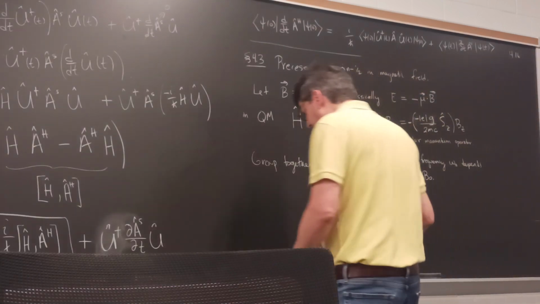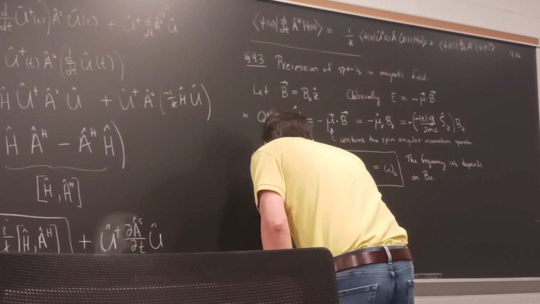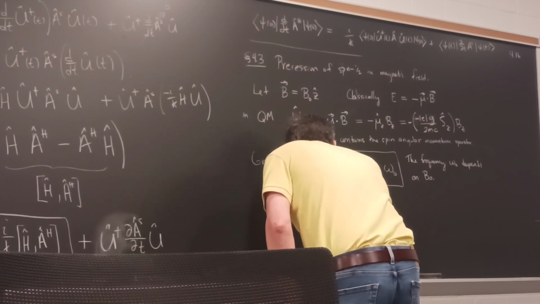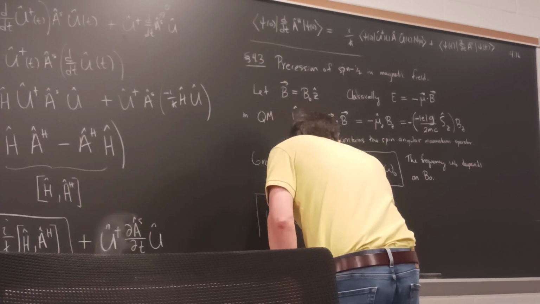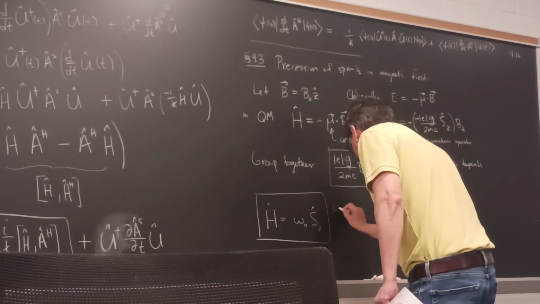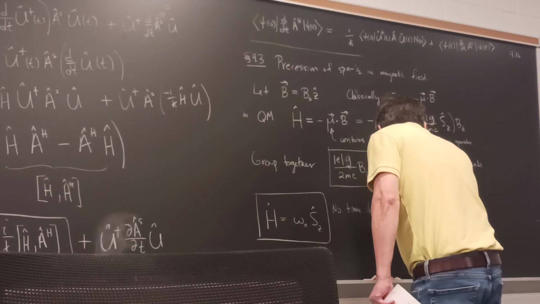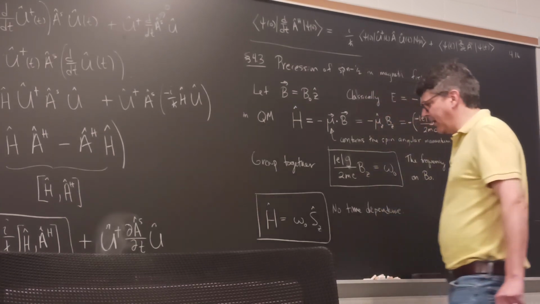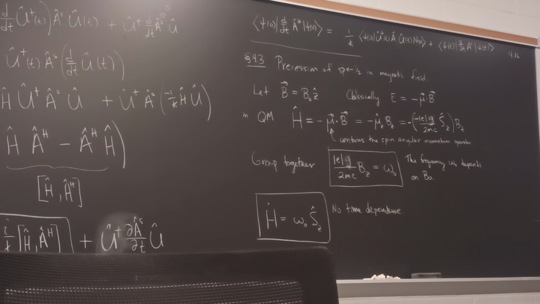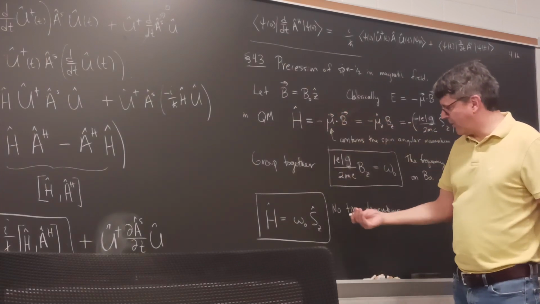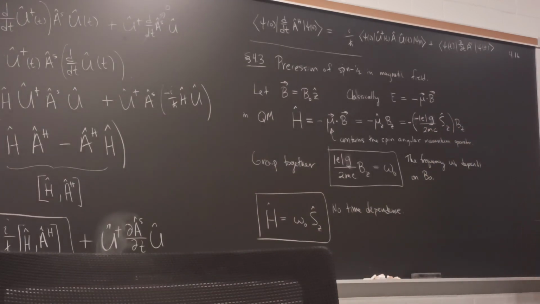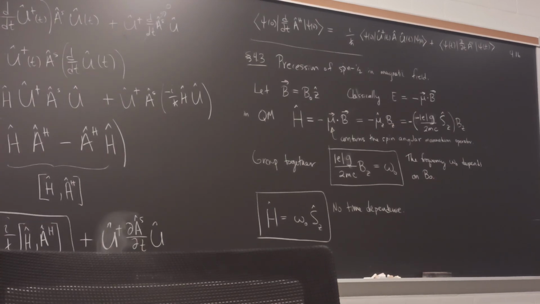So our Hamiltonian is really simple then. H is just equal to omega naught S_z. There's no time dependence. It's a very simple Hamiltonian for if I take an electron and put it into a magnetic field that has only one component. Okay, so now let's apply it to several of our states.